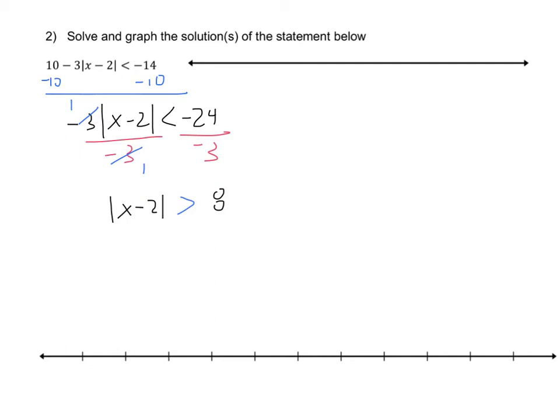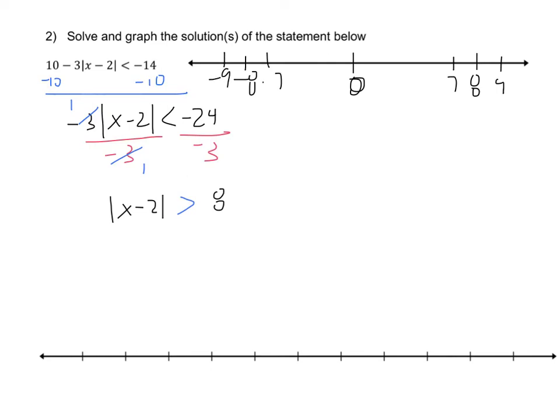If you'd like, you can pause the video again and practice graphing and solving this, but I'm going to continue here. Again, x minus 2, its distance away from 0 needs to be bigger than 8. Let's do our thinking graph. Here's 0, and here's 8 and negative 8. Let me just show a couple of points around it: 7, 9, negative 7, negative 9.